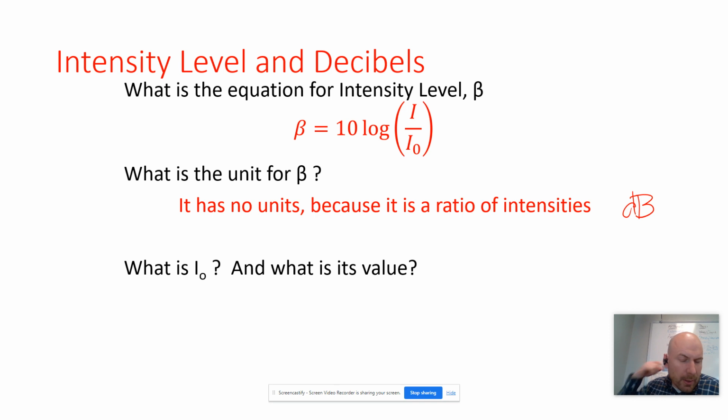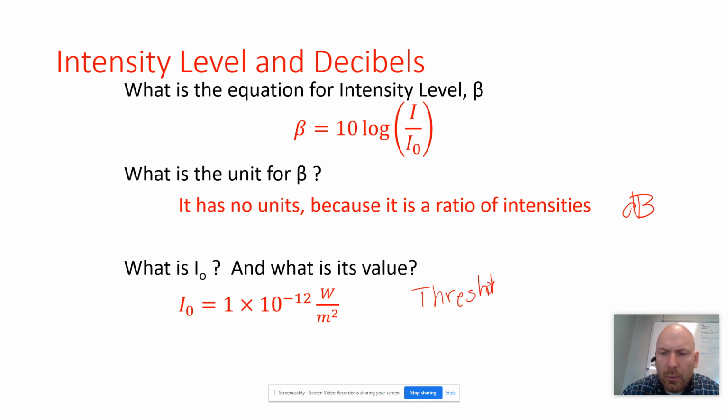And what is the I sub 0? This is the threshold of hearing, and that has a value of 1 times 10 to the negative 12th. That's the threshold of hearing. This is the quietest volume that humans can perceive. Okay?